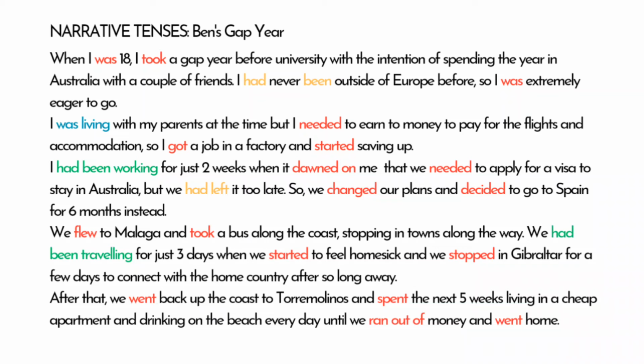So did you identify all the different narrative tenses? So remember, we're looking for the past simple, the past continuous, the past perfect, and the past perfect continuous. Well, let's have a look at that anecdote in text now. And as you can see, I've highlighted the different verb tenses in different colours. So we have the past simple in red, the past continuous in blue, the past perfect in that kind of orangey-yellow colour, and the past perfect continuous in green.